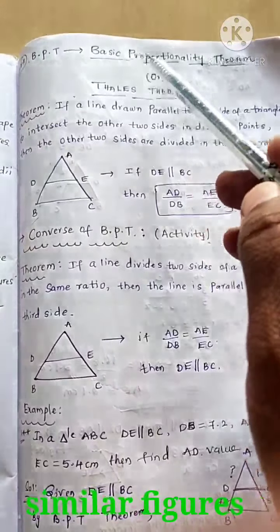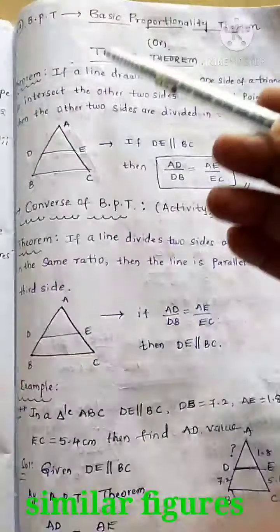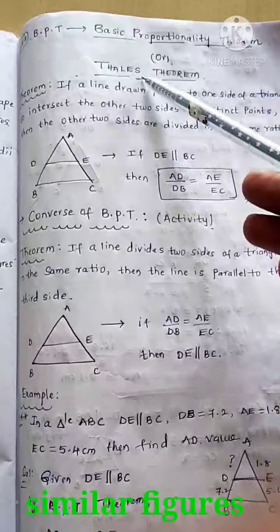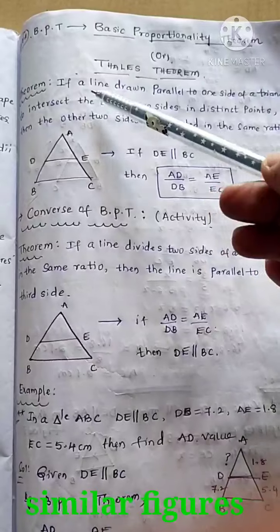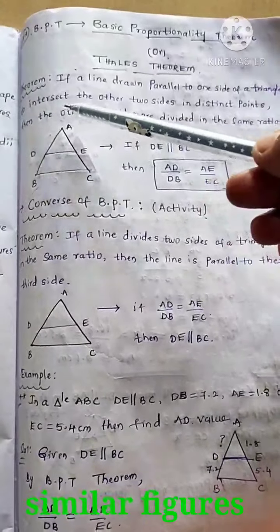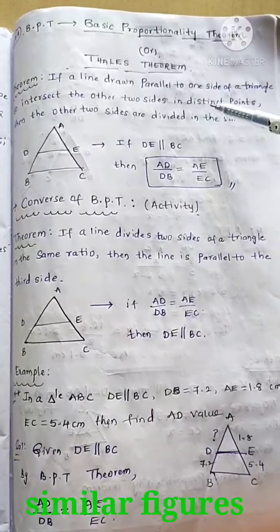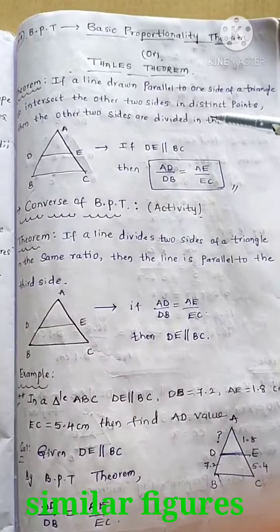The basic proportionality theorem is also called Thales theorem. Thales is the name of the mathematician. Okay. The theorem statement: if a line is drawn parallel to one side of a triangle to intersect the other two sides in distinct points, then the other two sides are divided in the same ratio.